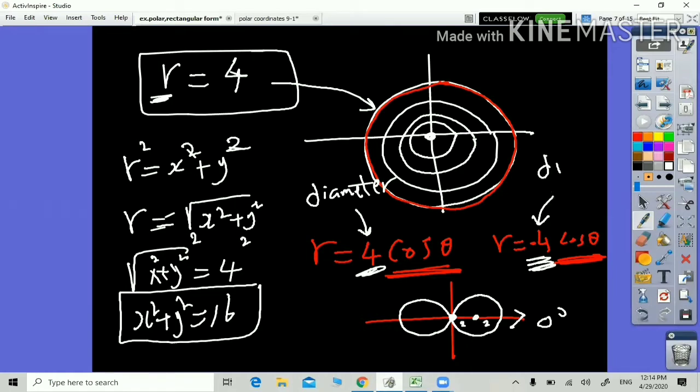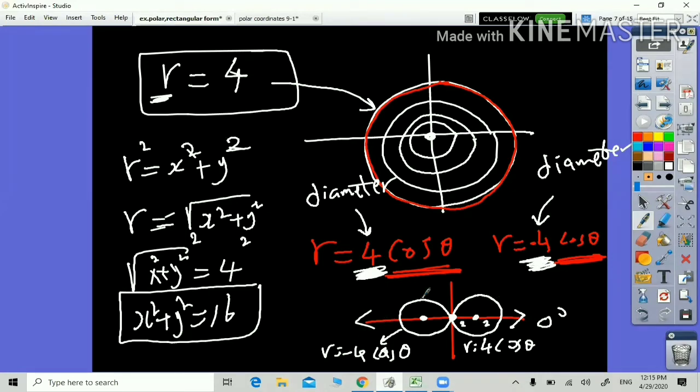Take care, diameter. Okay? So if you have cosine, your circle is on the positive part of the x-axis if you have a positive number here. And if you have a negative number, it's on the negative part of the x-axis. So this is for cosine theta. And this one, r equals negative 4 cosine theta. Okay? So cosine theta tells you your circle is on the x-axis. If that number is positive, it's on the positive part. If that number is negative, it's on the negative part of the x-axis.